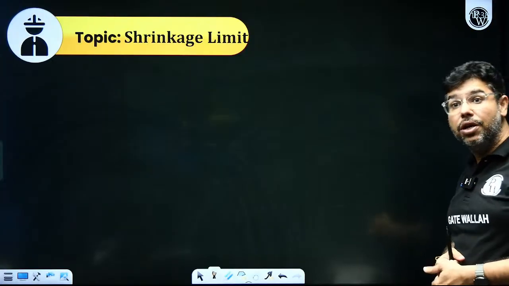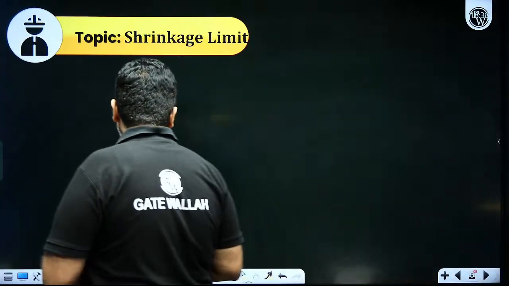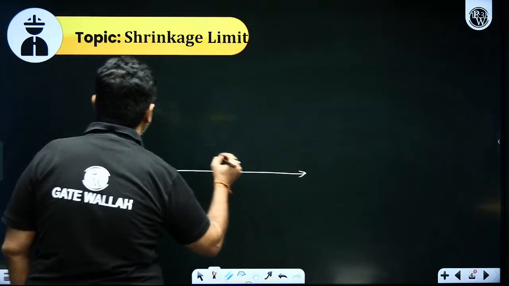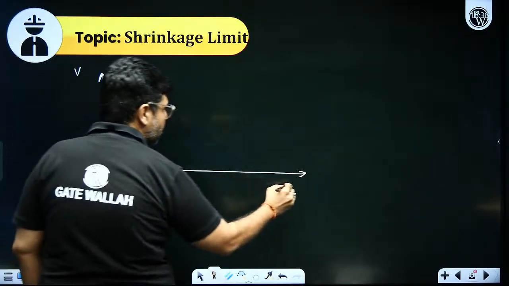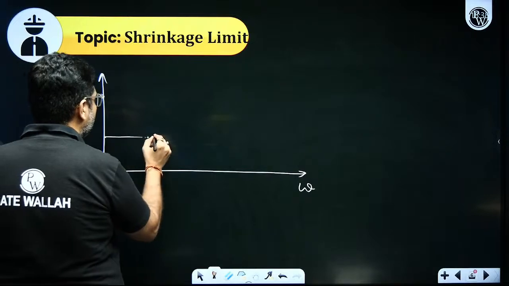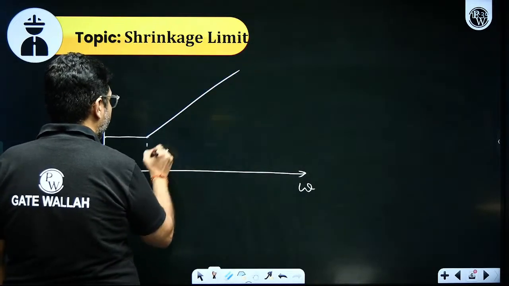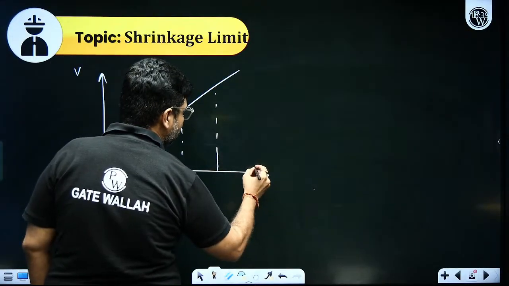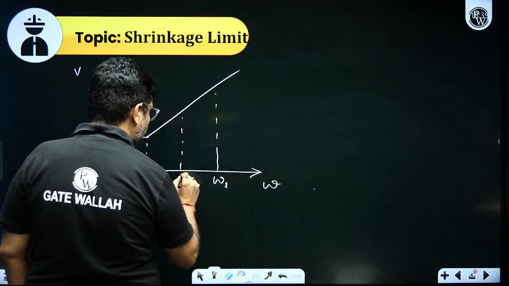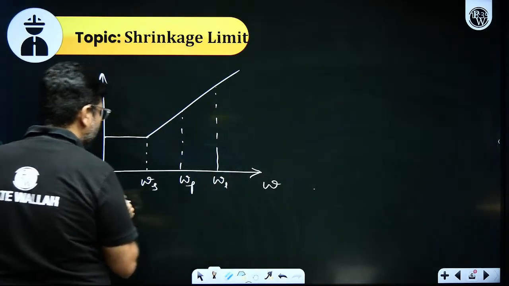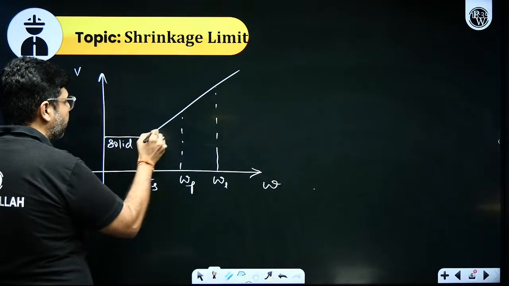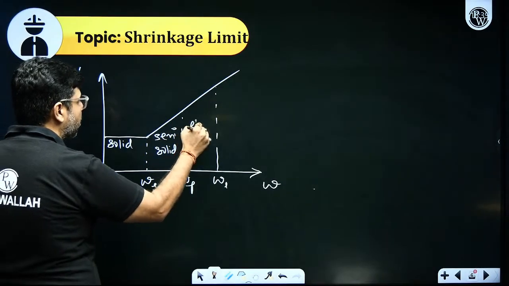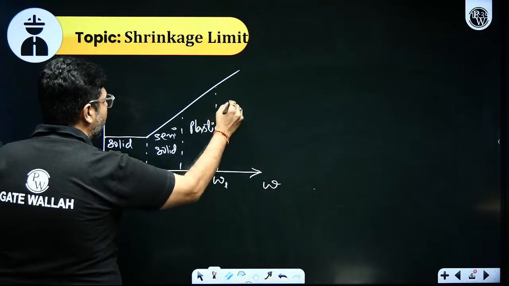Then next is shrinkage limit. Now we already know what shrinkage limit is. Shrinkage limit is the boundary moisture content between what states? We have seen it yesterday also. Among liquid limit, plastic limit and shrinkage limit, it is the boundary moisture content between the solid and the semi-solid state.